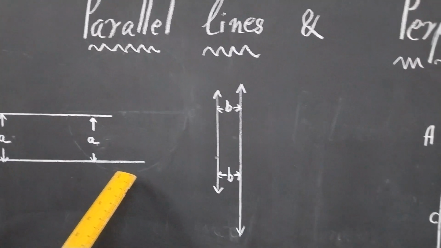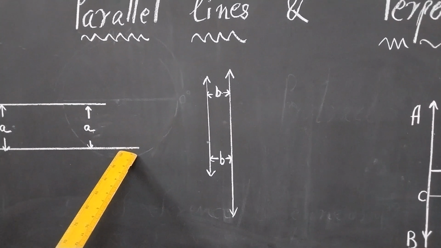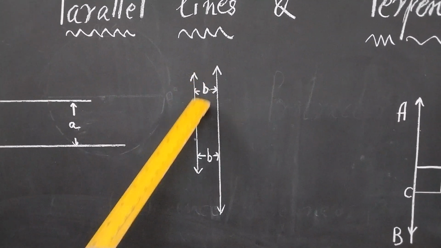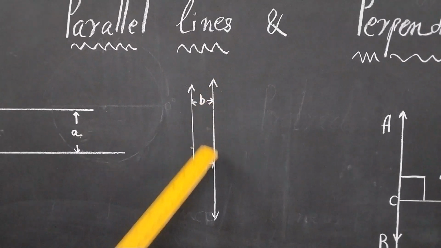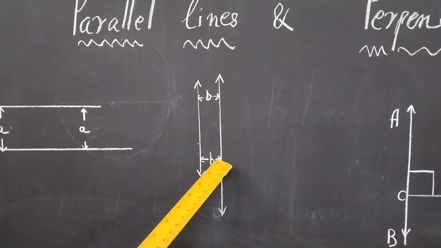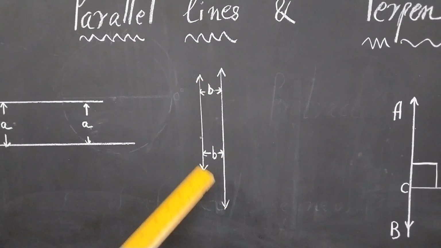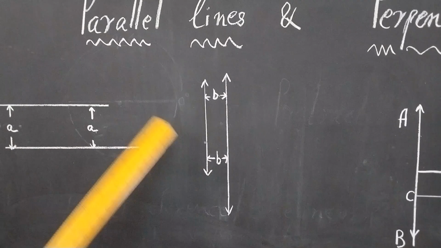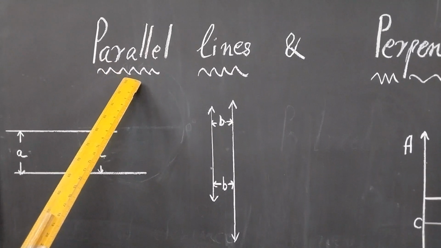Now the lines need not always be horizontal. They can be vertical also. But if the distance between them remains the same everywhere, then they are also called parallel lines.